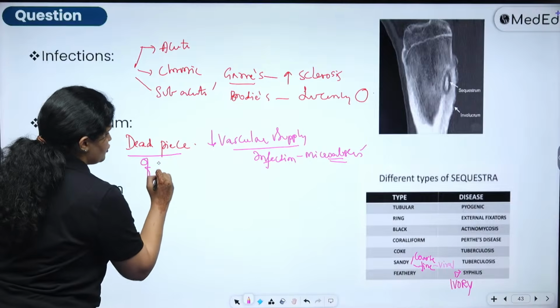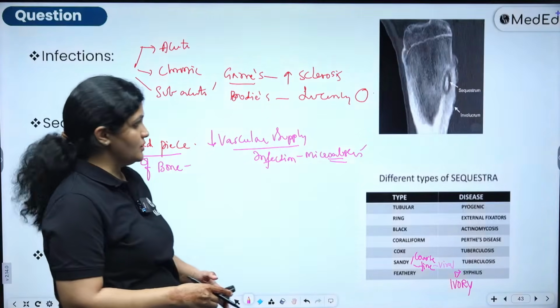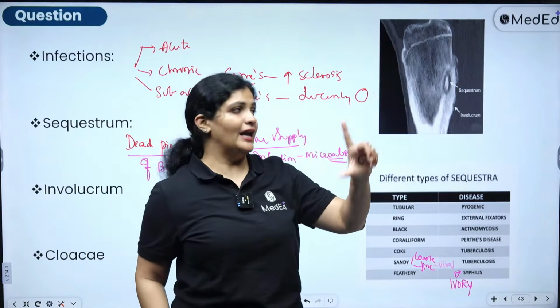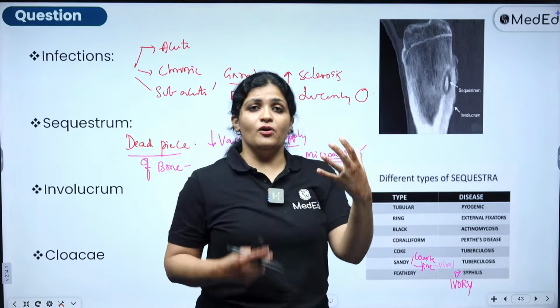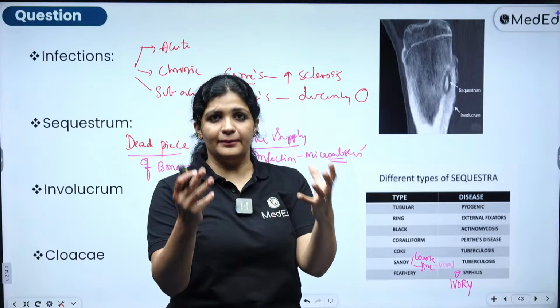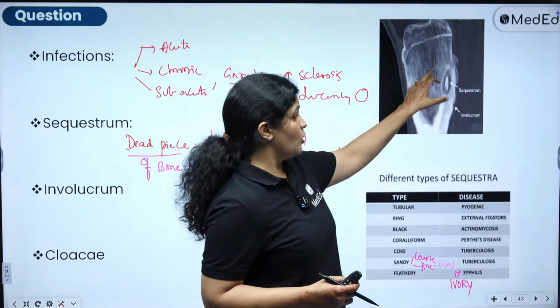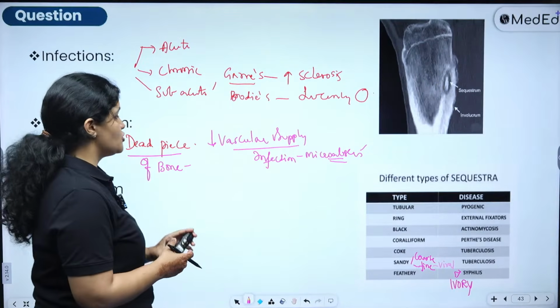This dead piece of bone is seen on the X-ray as highly sclerotic. So this is the dead bone. Anything which is dead is seen as sclerotic on X-ray. Why? Because there is no vascular supply. Bone is a dynamic tissue, right? It has both absorption and resorption. Whenever there is no resorption, the bone will appear sclerotic. Why is there no resorption? Because there is no vascular supply.